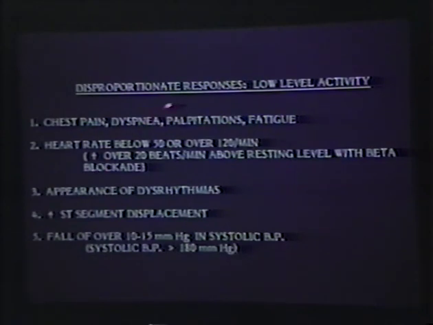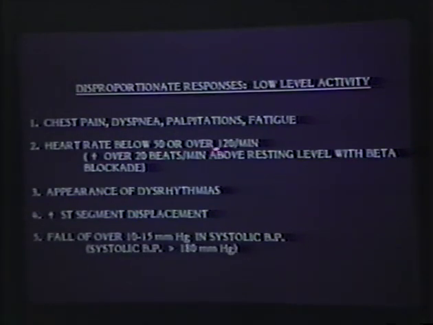We have learned that we can monitor these in terms of a number of features. We've learned that low-level physical activity should not produce symptoms, not pain, dyspnea, palpitations, or fatigue. We've learned that usually there should not be an excessive tachycardia with low-level activity. And as we live in an increasingly beta-blocked world, we have to have some guidelines for patients on reasonable beta blockade. And what we tend to see is that usual early ambulation low-level activities should not increase heart rate more than about 20 beats above resting level.